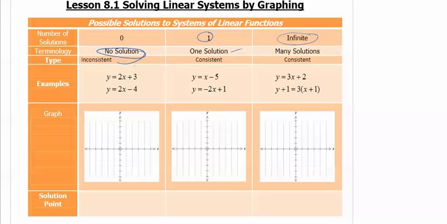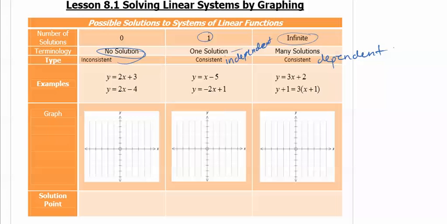Well, that leaves us with a system that has at least one solution. We call that a consistent system because it actually has a solution. And we have two types of consistent systems. If a system has exactly one solution, it is said to be independent. So we call this a consistent independent system. And a system that has many solutions, we call a dependent, so a consistent dependent system.